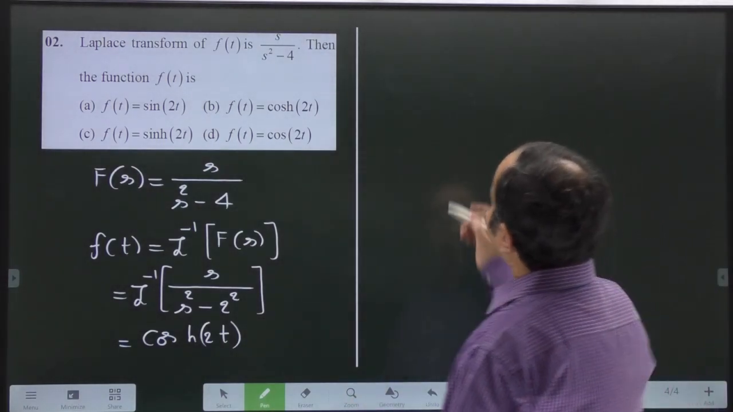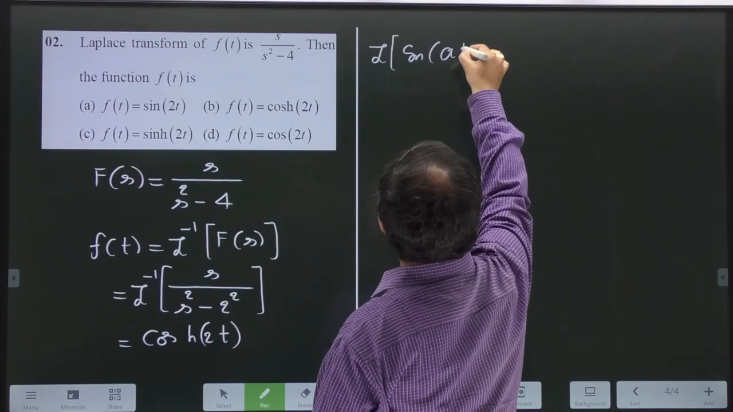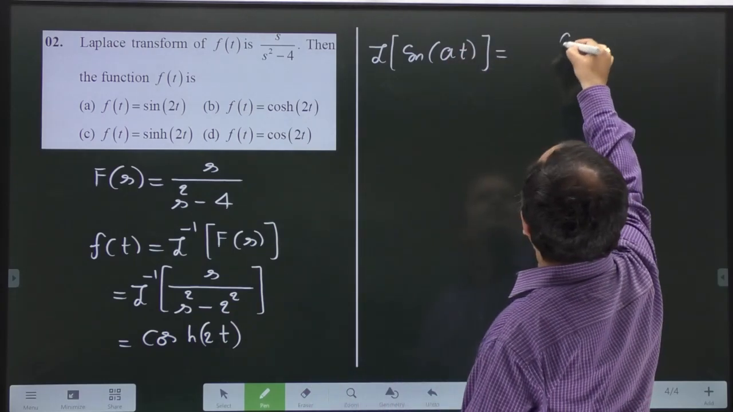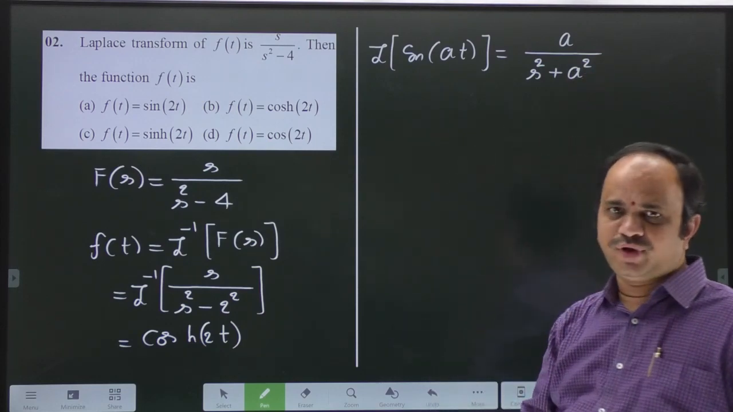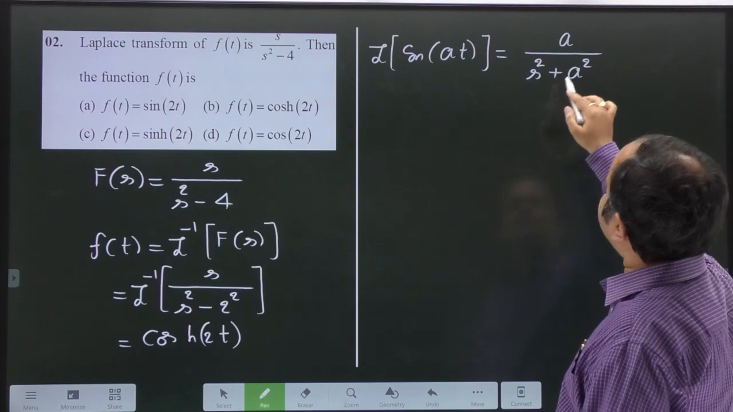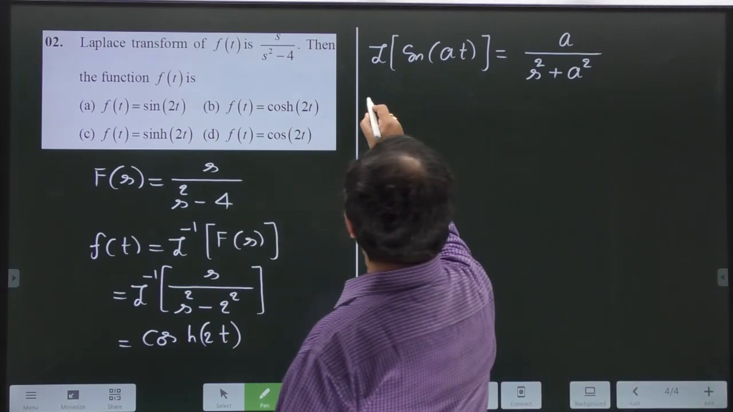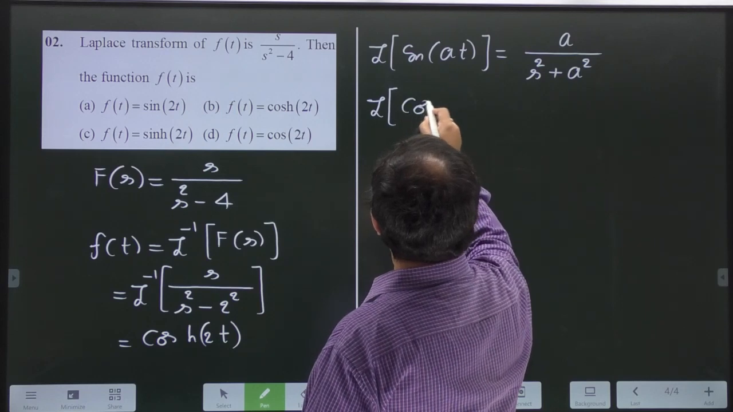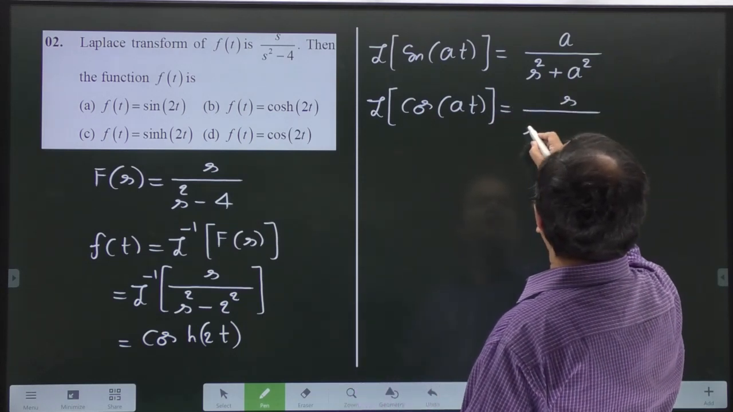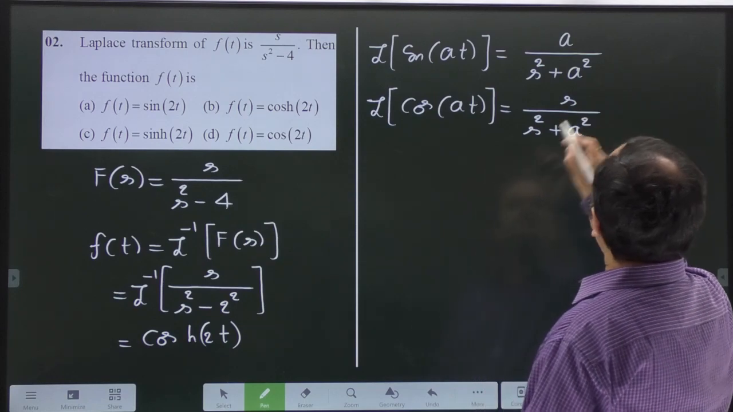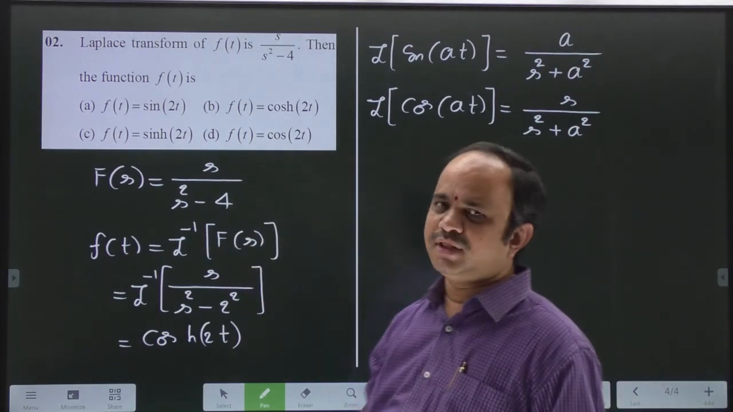Now let us see some standard functions. For example, I would like to write the Laplace transform of sin of at, which is a by s square plus a square. If this particular value is given to you and the question is the inverse Laplace transform, straight away you can write sin of at. Similarly, the Laplace transform of cos of at you can write as s by s square plus a square. Like this, simple direct formula based questions we can also expect. That is what was given in the recent exam.